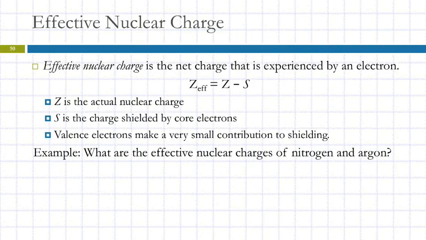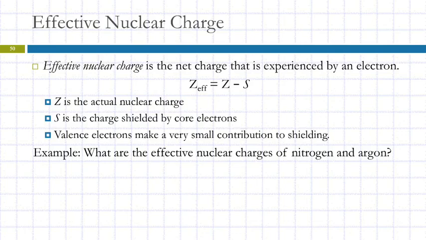So for effective nuclear charge, we can do a very simple calculation. The effective nuclear charge is equal to the actual nuclear charge, the protons in the nucleus, minus the core electrons. The core electrons are the ones that shield. The valence electrons do contribute, but not enough for us to worry about them. So we're just going to go with the simplest explanation that works.